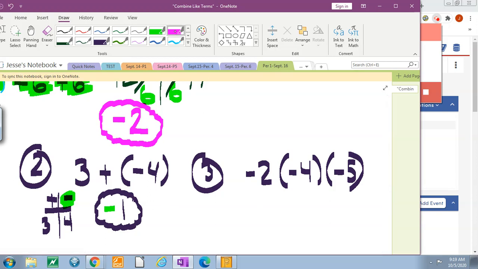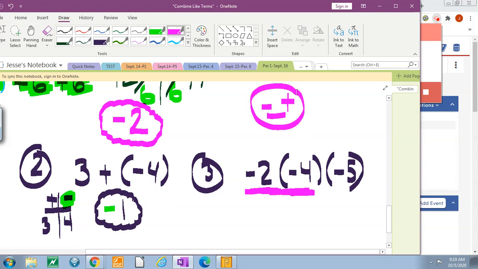So the first thing I'm going to do is I'm going to multiply. What do you want to multiply? The -2 times the -4. Now I'm going to do the little face because it's multiplication, the empty man. So what's negative times a negative? Positive. 2 times 4, 8. Very good.